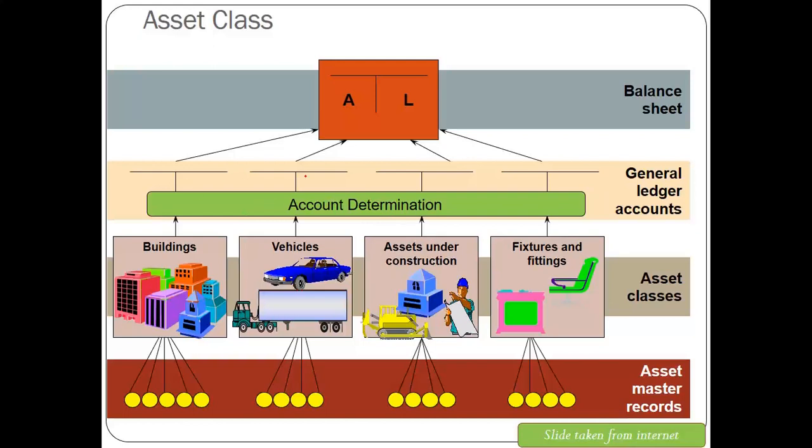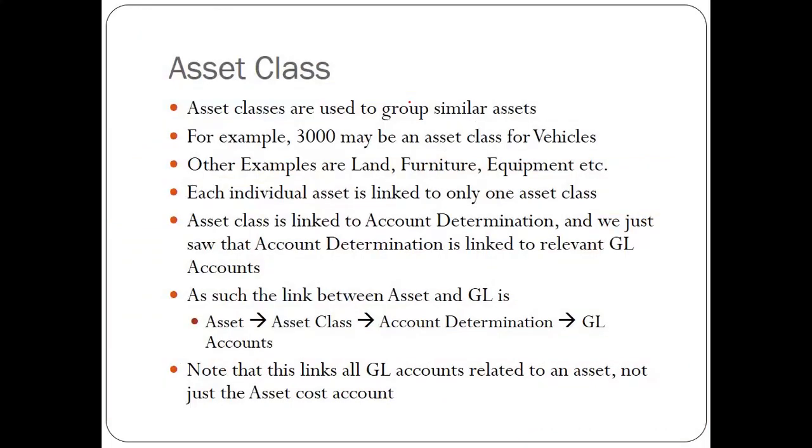So you see these 4 different account determinations. These are the T account shapes, showing that these are 4 different account determinations. So when a building is purchased or depreciated, it will be posted to different GL accounts. When furniture and fixtures are purchased or depreciated, they will be posted to different GL accounts. And eventually these general ledger accounts, which are debited or credited through account determination, go into the balance sheet or income statement.